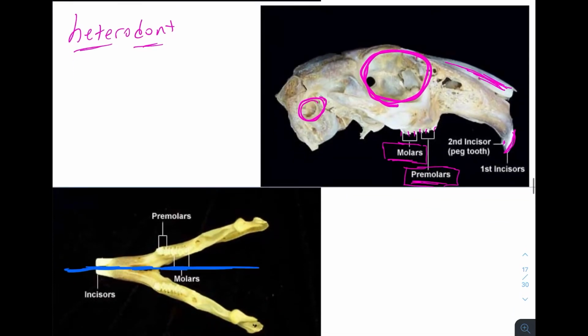The last thing we want to do here is look at the lower jaw, the mandible, and what we notice is that there's no peg tooth. So there's only one incisor on each side, and you don't have that second incisor right behind it. The other thing that we see is that we have 2 premolars and 3 molars. So the dentition number is somewhat different for the upper jaw compared to the lower jaw.